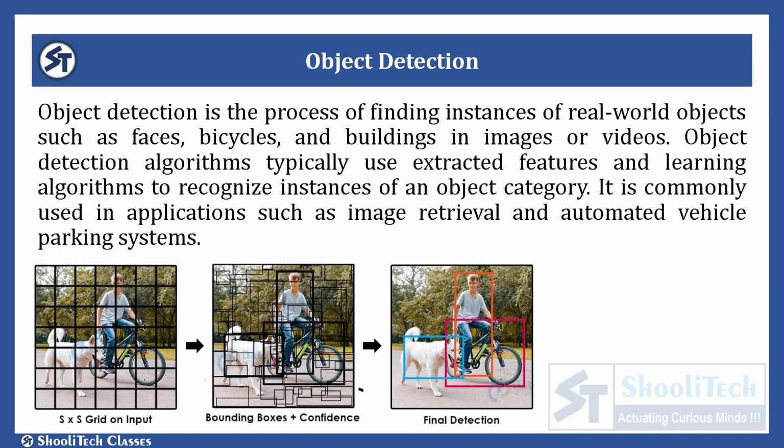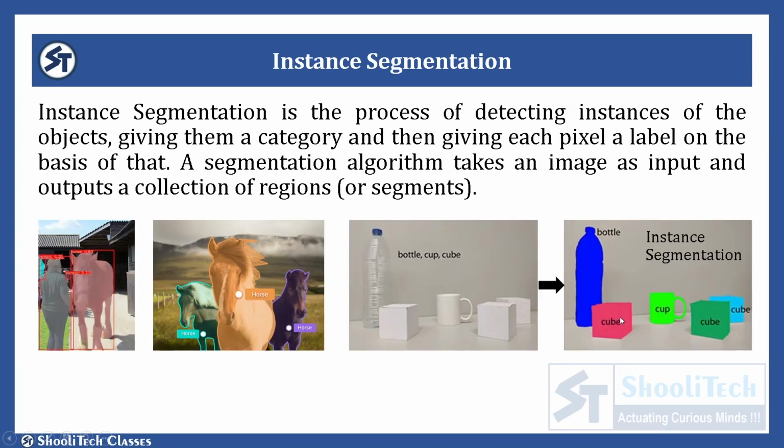This model locates the presence of the object with the bounding box and types or classes of the located object in an image. And at last, we have instance segmentation. Instance segmentation is a computer vision task that involves identifying and separating individual objects within an image, including detecting the boundaries of each object and assigning a unique label to each object. An instance segmentation algorithm takes an image as input and produces a collection of segments as output.